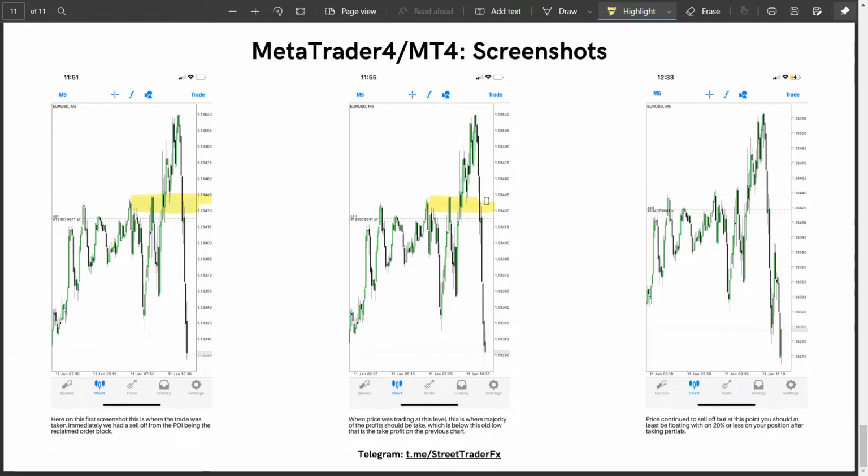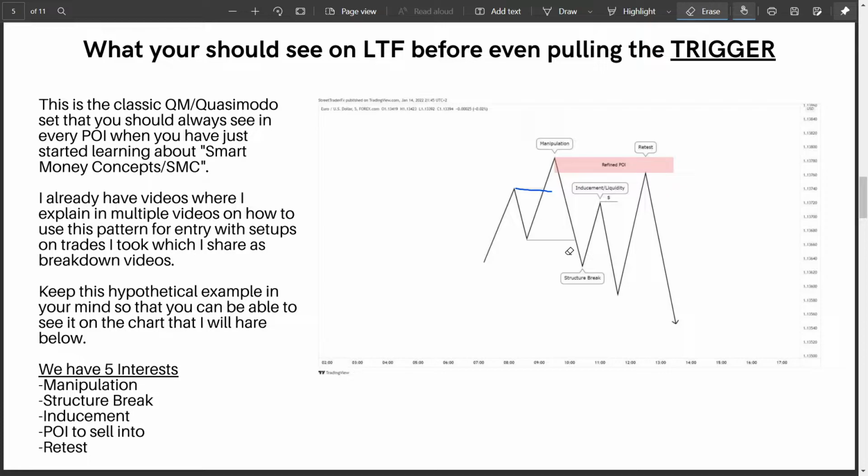So let's just quickly erase everything so that we can go to the charts. I just want to quickly erase everything so that it doesn't mess up my PDF. I believe that everything is erased. Even here, I think from here everything is good though. Let's see. Yeah, how to use reclaimed order blocks.